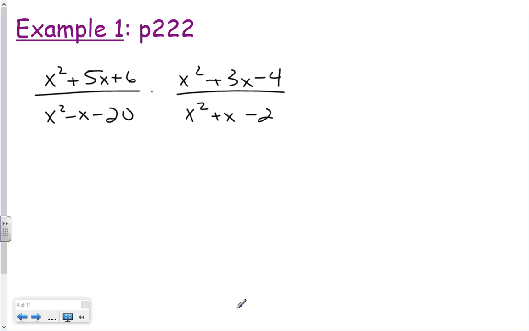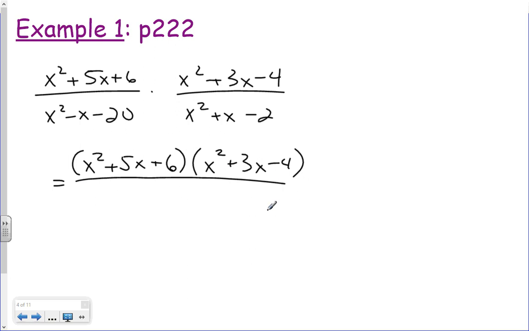I would suggest that you start out by trying to factor this. If you try to factor this and you find some common factors here that you can cancel out, that'll make this a lot easier rather than trying to actually multiply these trinomials together. Okay? We can write what it's equal to and actually write the products here, but I'm going to factor this before I actually try to do anything else. So this would be x squared plus 5x plus 6 times x squared plus 3x minus 4. So that's just the product of the numerators, divided by x squared minus x minus 20 times x squared plus x minus 2 in the denominator. All right, so that's the product of the numerators over the product of the denominators.